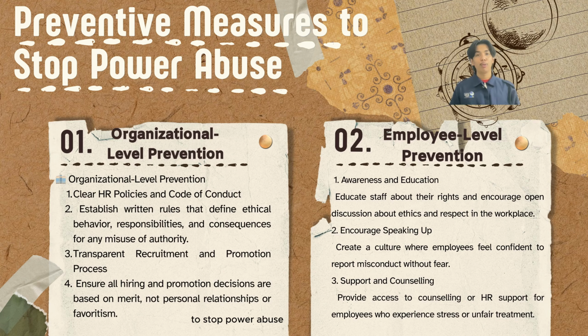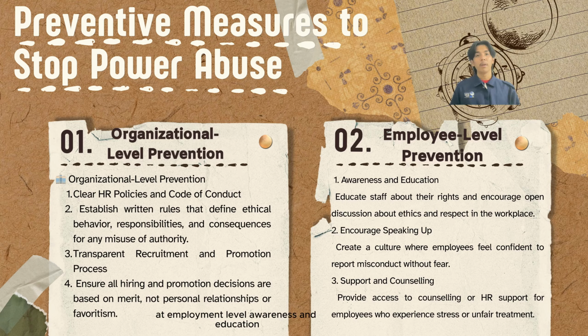To stop power abuse, we need strong preventive measures at both the organizational level and the employee level. At the organizational level, clear HR policy and code of conduct. Organizations must establish written rules that define ethical behavior, responsibility, and consequences for any misuse of authority. Transparent recruitment and promotion process. All hiring and promotion decisions should be based on merit, not on personal relationships or favoritism.